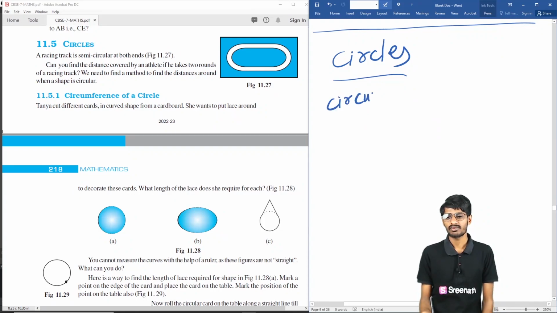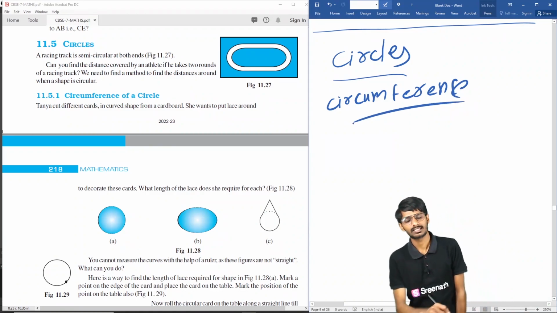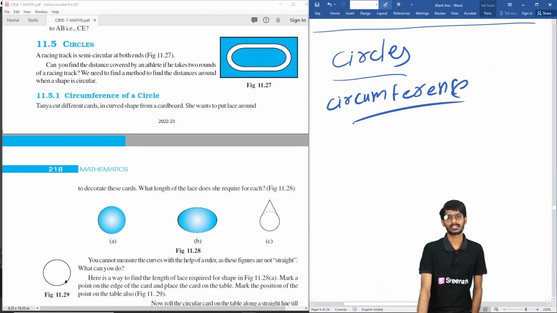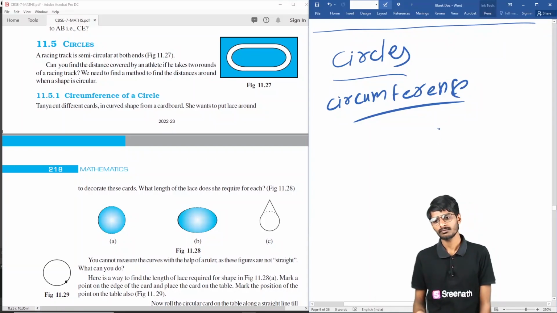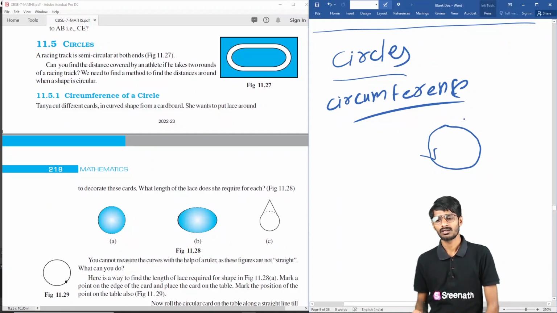Circumference of a circle. What is meant by circumference? Circumference is nothing but the same as the perimeter. For polygons it is the perimeter, for the circle it is the circumference. The total distance covered along the circle is nothing but the circumference of the circle. If you start at this point, go round and come back to this point, the total distance covered by you is the circumference.